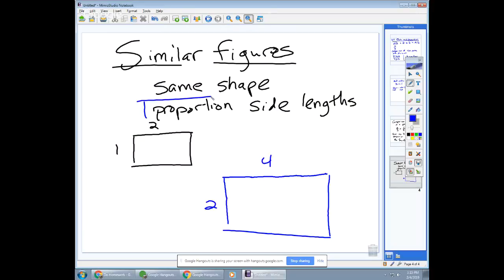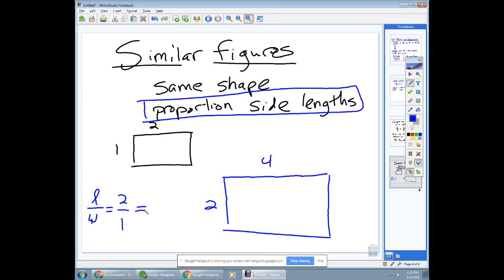And so proportional side lengths means if you set up a ratio, it could be length divided by width. If I say the length of the first one is 2 and its width is 1, that better be equal to the same ratio of the other one, its length divided by its width. If they're not the same, they're not proportional.